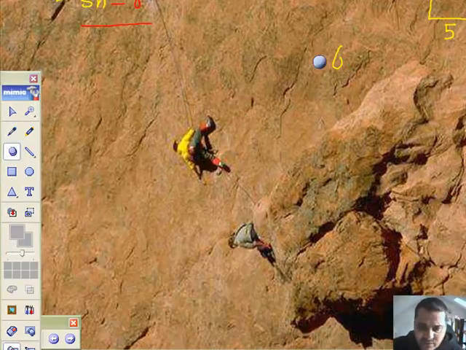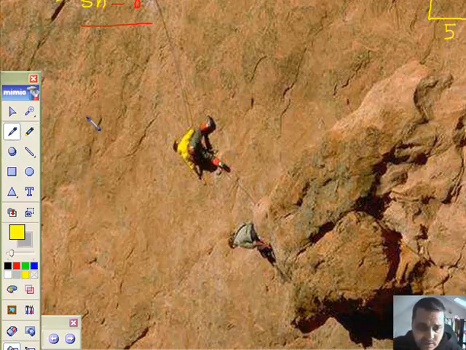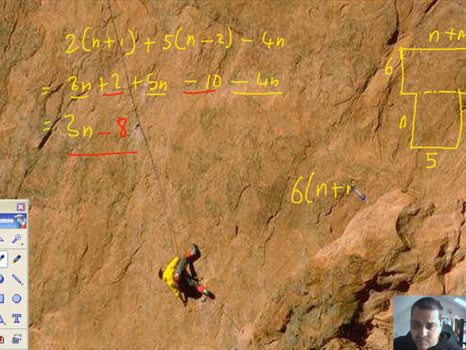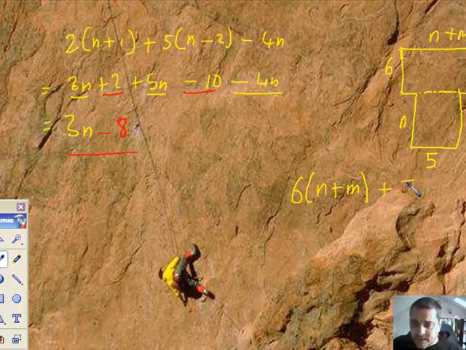Right, resuming. I'm going to try and do this. If it goes glitchy, I'm just going to pause it. I've got 6 multiplied by n plus m. I don't know why they're putting an m there. It makes life hard. And for this bottom one, I've got 5 times n, or just 5n.